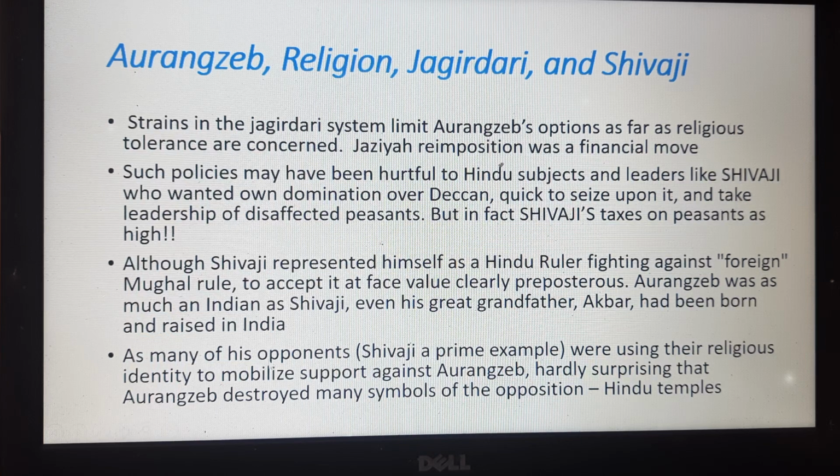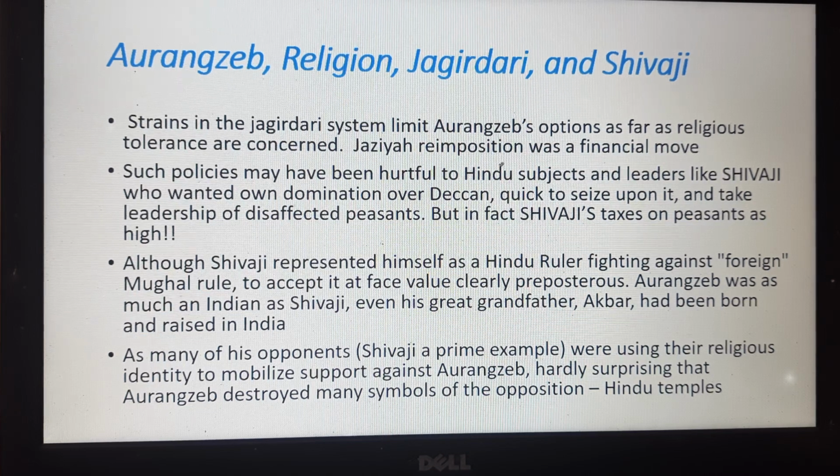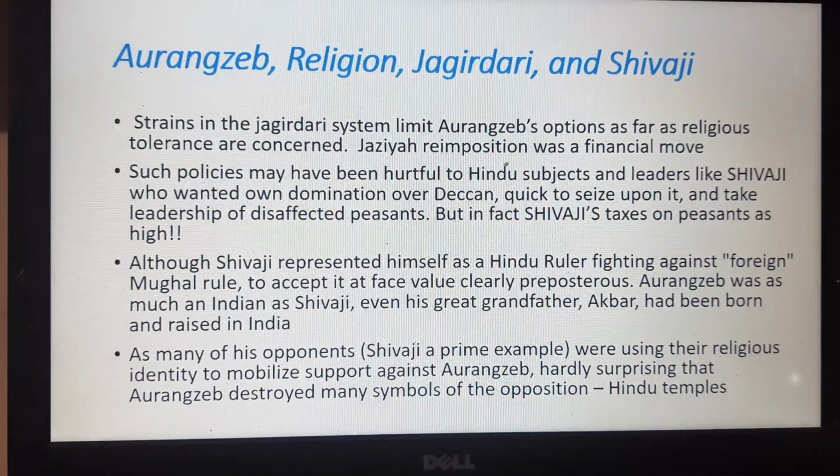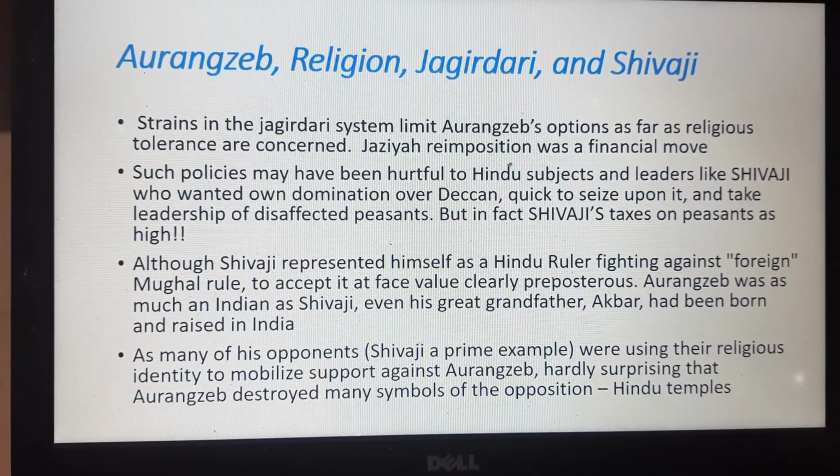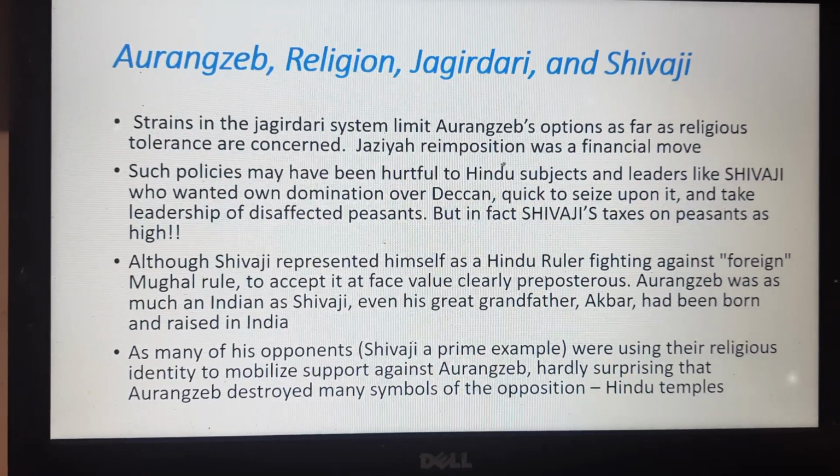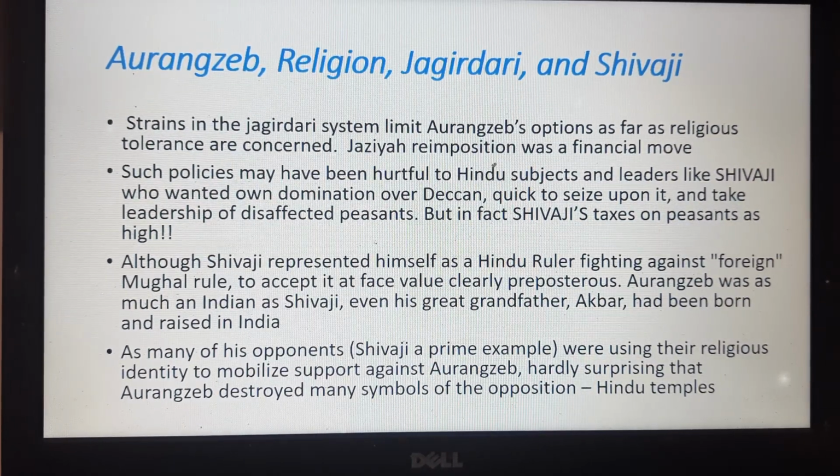Let's move forward. Many of his opponents, Shivaji as a prime example, were using their religious identity to mobilize support against Aurangzeb. Hardly surprising that Aurangzeb destroyed many symbols of their opposition, Hindu temples. Yes, it is true. In Karnataka, if you start from Bidar district, in every place wherever you go, you will see many temples destroyed. Their shikharas have been destroyed by Aurangzeb and his people. So that is a true thing. Whenever you visit those places, you will see these things, and you will wonder why these things happened, and what the particular temples had done wrong to these people.